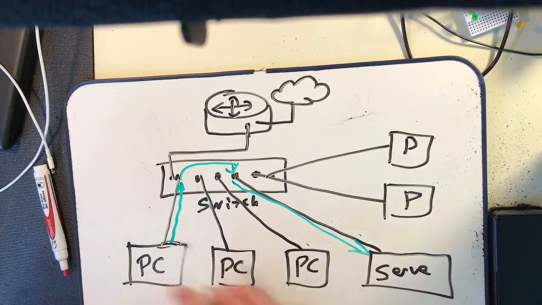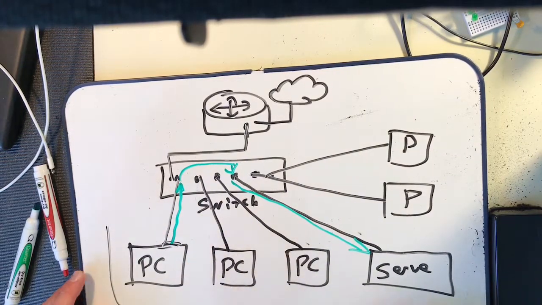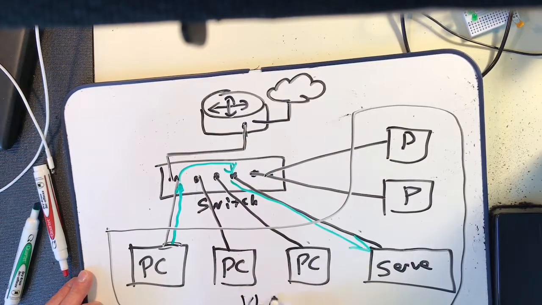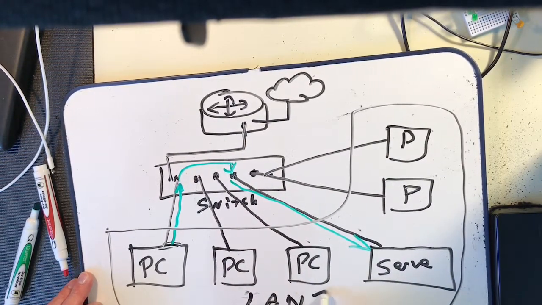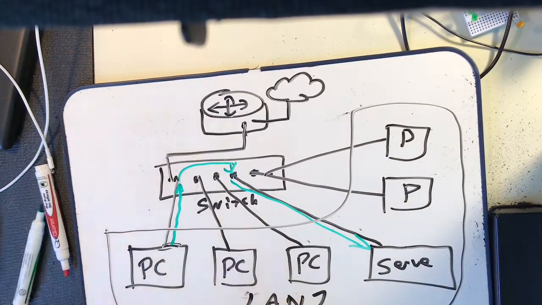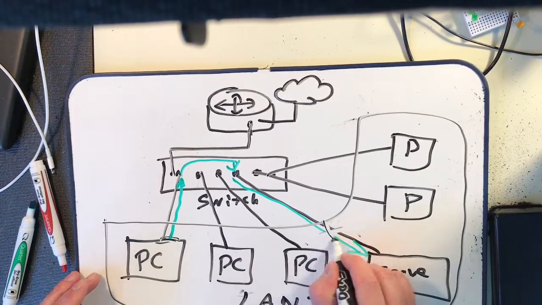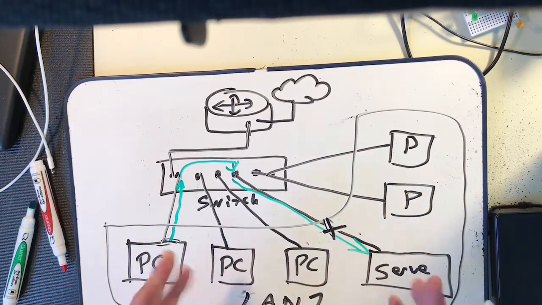One issue is that all of these devices are on the same network. Let's just call it LAN 1. Now that might be fine for home use. It might be fine for a small business. An issue can come up when you want to try and contain certain types of data. You might want to try and restrict access. Like if I don't want this server to be accessed by everything, then it runs into some problems.